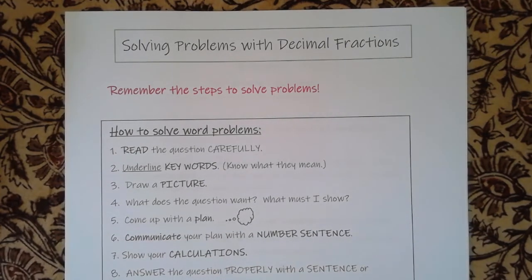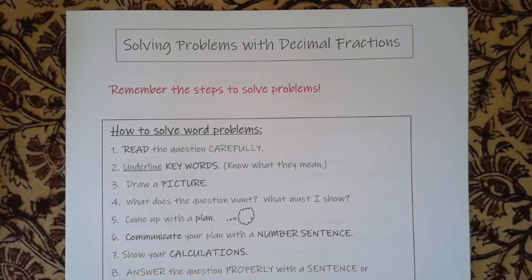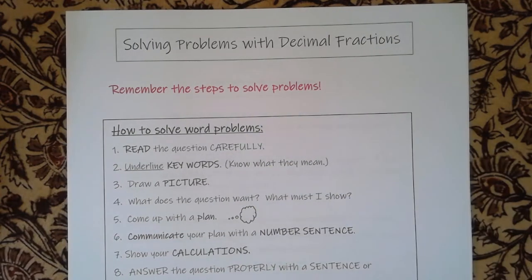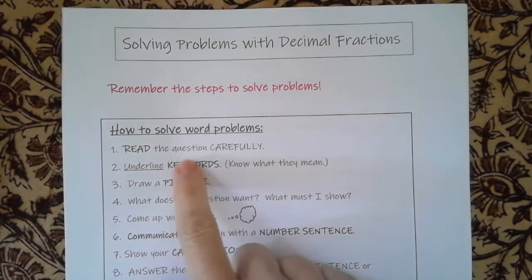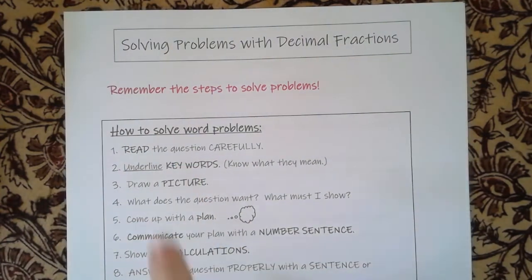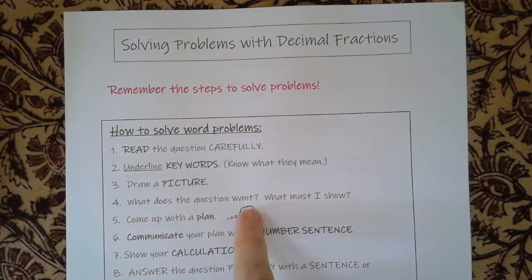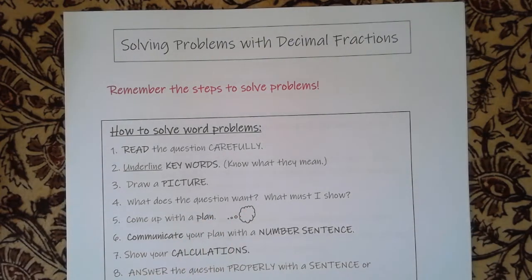We're going to look at solving problems with decimal fractions. I'm just going to go through the steps of solving problems again. So the first one is that you need to read your question carefully, underline keywords, know what they mean, draw a picture if it helps you to understand it better. What does the question want? What must I show? So always ask that question to yourself. What does the question want from me?